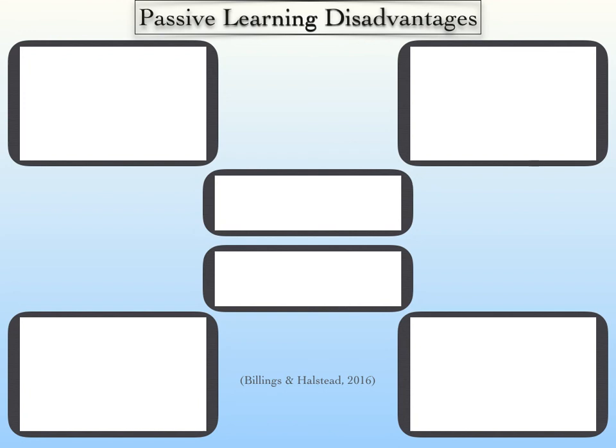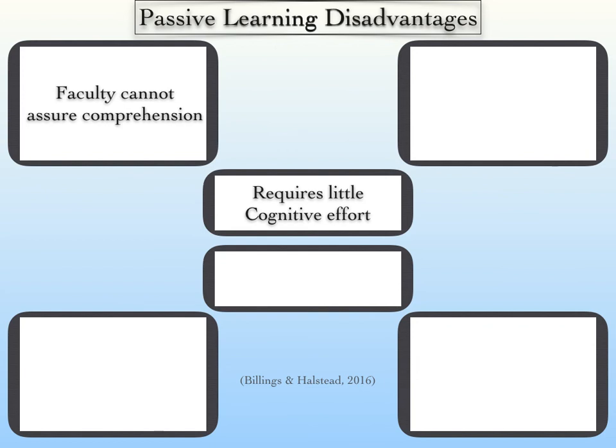Some passive learning disadvantages are that faculty cannot assure comprehension, oftentimes until testing takes place when it's too late. It also requires little cognitive effort from students, and if the lectures last too long, the students will go into a daze and not be actively listening.